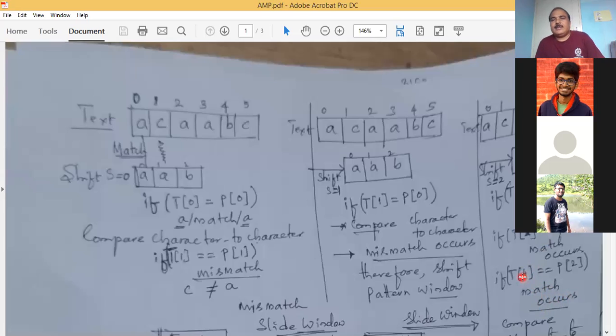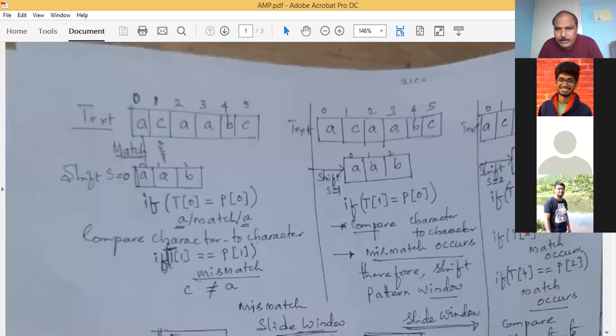So now all the characters of the pattern are matched to the text characters. The first A of the pattern is matched with the text, the next A of the pattern is matched with the A of the text, and B of the pattern is matched with the B of the text. So you completely matched all the characters of the pattern in the text.